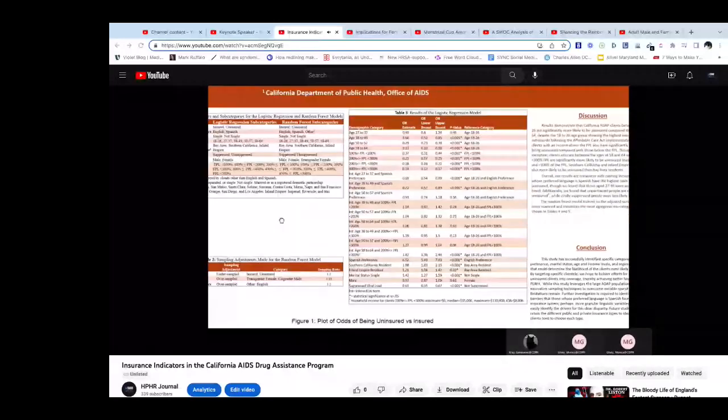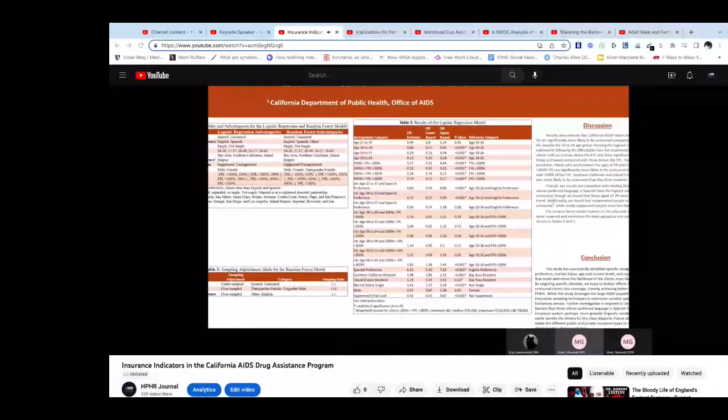Table 3 shows the results in numerical form, and Figure 1 shows them graphically. Most of the results of the logistic regression model are well within expectations. Older clients, those with higher incomes, and those with a suppressed viral load are less likely to be uninsured when compared with younger clients, those with lower incomes, and those with unsuppressed viral load. However, younger clients ages 27 to 49 with a Spanish language preference are less likely to be uninsured.